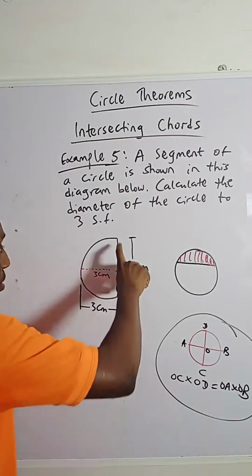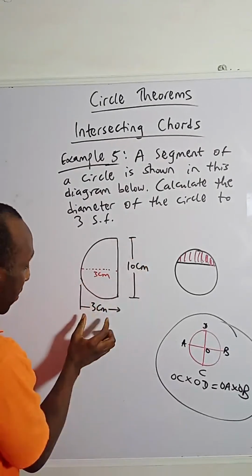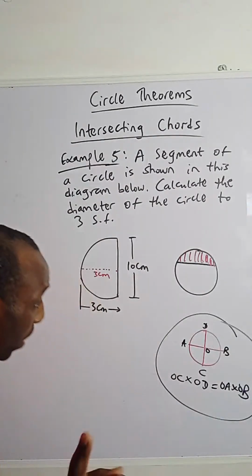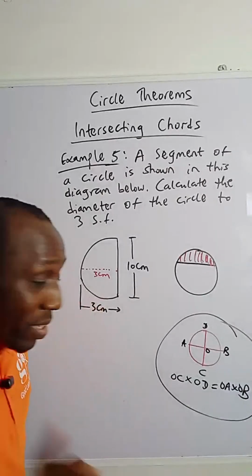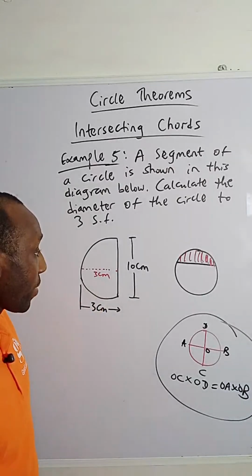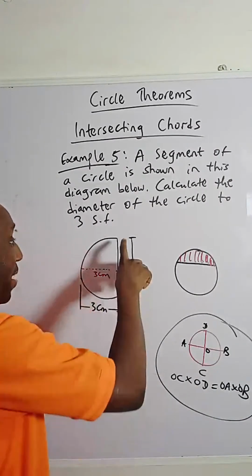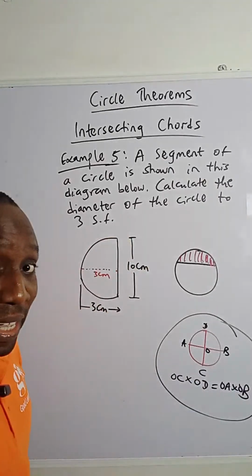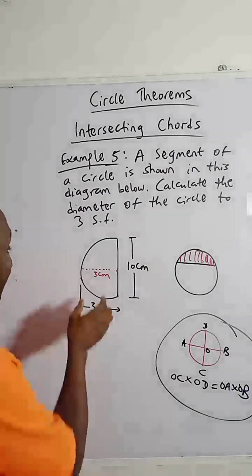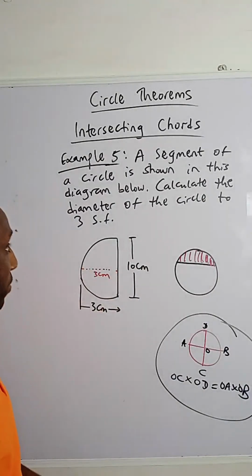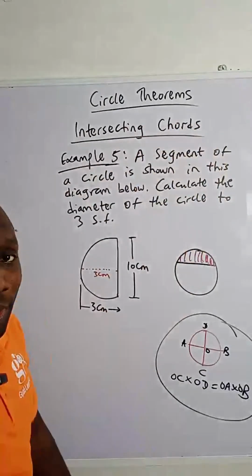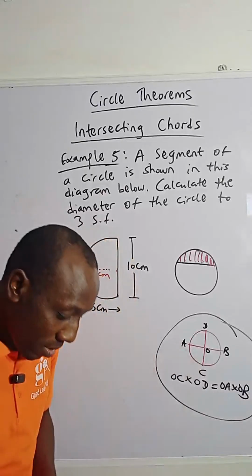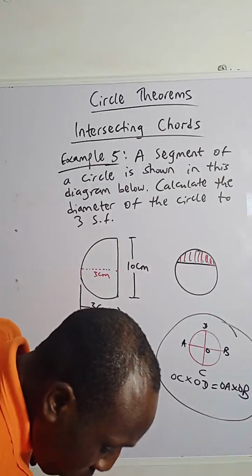They gave us from here to here as 10, then from here to here as 3. Wait, hold on. They didn't tell you that the radius is 3. The radius is not 3, neither is it 10. This line you see here is not the diameter, it's not the radius. There's no information in the question that this 3 is the radius. Don't get that confused. We can't just use that.